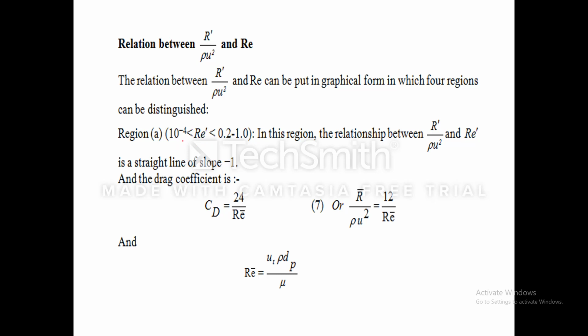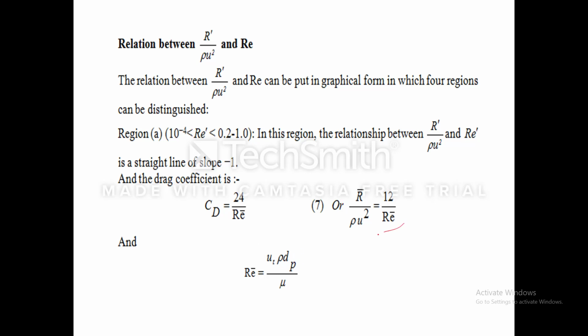Region A: Reynolds number larger than 10 to the minus 4, less than 0.2. In this region, the relation between R dash over rho u squared and Reynolds number is a straight line of slope minus 1. And the drag coefficient is Cd equals 24 over Re, or R dash over rho u squared equals 12 over Re, where Re equals Ut rho d over mu.